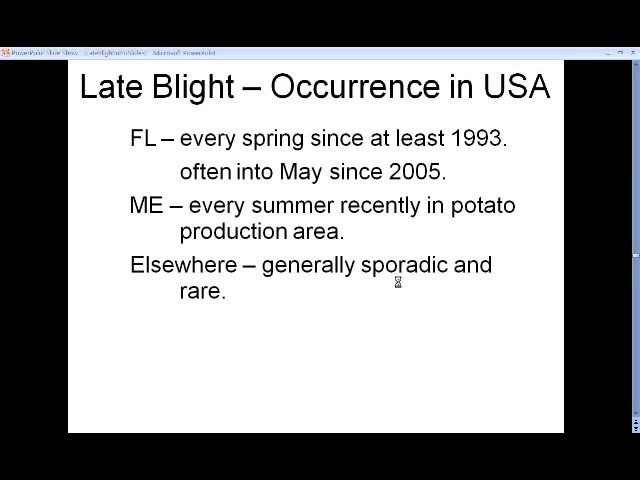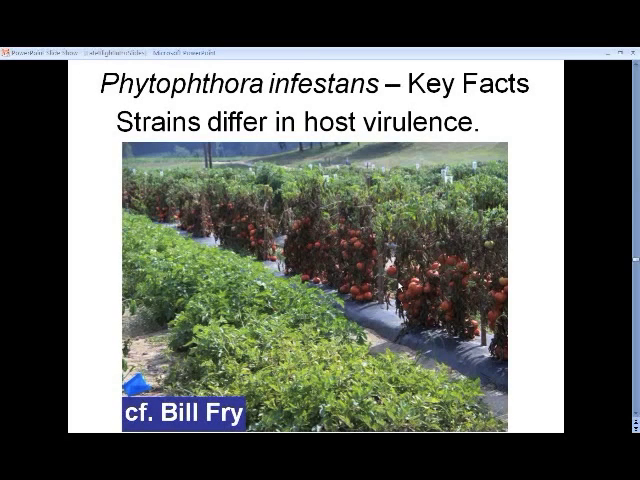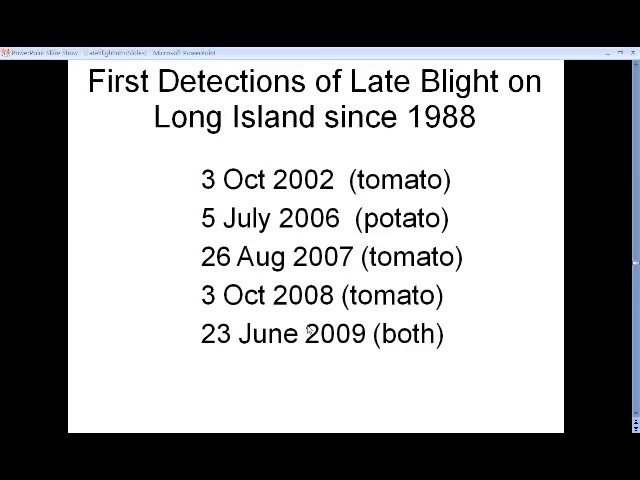Most elsewhere, it's pretty sporadic and rare. And this next slide illustrates that there's differences in host virulence, which is important to realize. The potato strain really hits potatoes. Usually potatoes are hit pretty hard. But this past year, we had strains that hit the tomatoes incredibly hard, very aggressive on the tomatoes, and not so aggressive on the potatoes. So very opposite situation. Now we've got strains that are real potato strains where we've been used to this disease being a real potato disease. Things are changing.